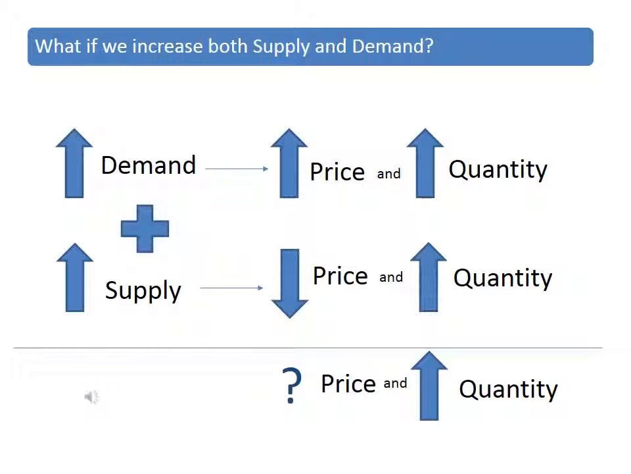This is why when I drew what happened when I increased supply and demand, I was able to draw it three ways. In one way, the price stayed the same. In another, the price went up. In the third, the price went down. But in all three cases, quantity went up.